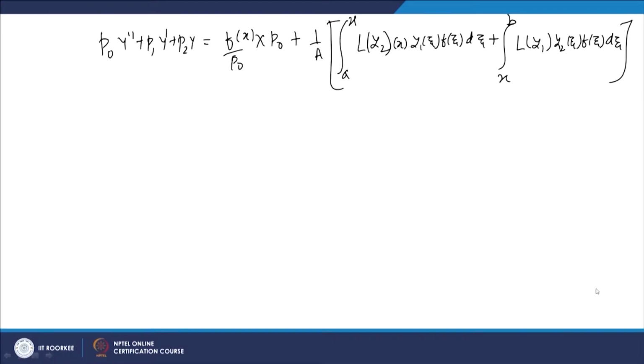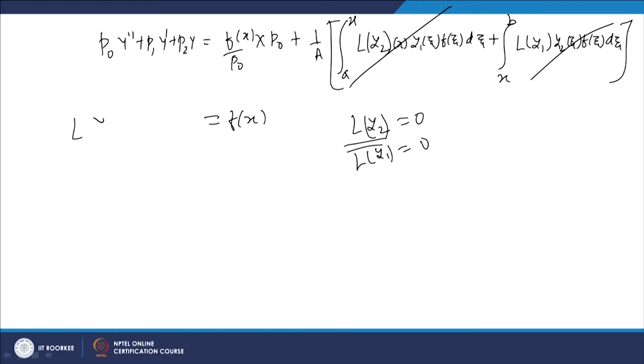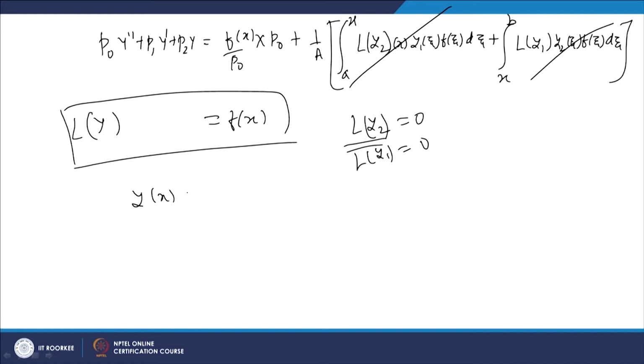So now we already know that y2 is a solution of L of y2 satisfying the boundary condition, that is not required. In fact, L of y2 is equal to 0, similarly L of y1 is equal to 0. So using this, that is simply gone. So what is left is f of x. So it means that L of y is given as f of x, where y is given as the integral from a to b of g xi f of xi d xi.